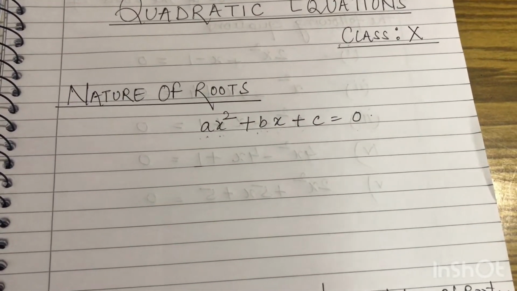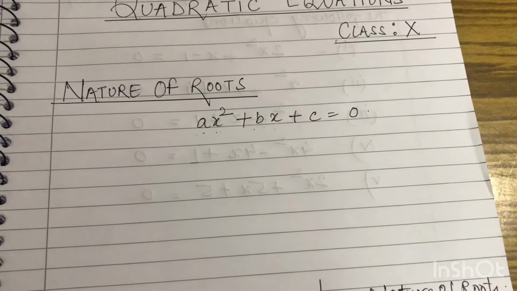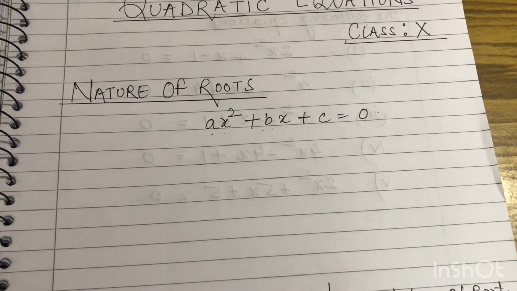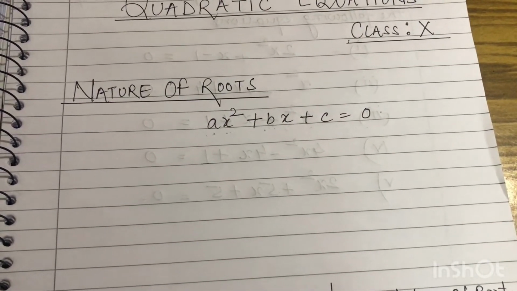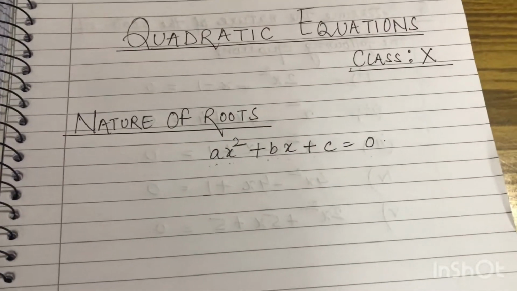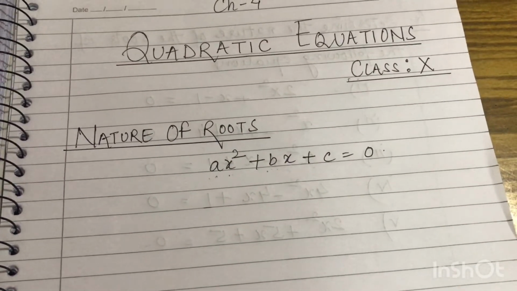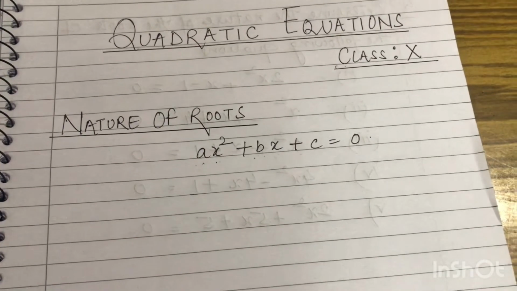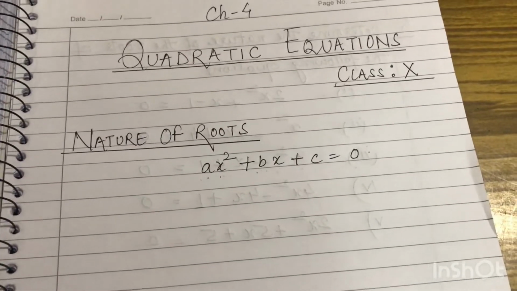So I have already discussed the methods to find the roots of the equation in my last videos, and today we will learn how to determine the nature of roots by finding the discriminant of the given quadratic equation. Now what do you mean by nature of roots? Nature of roots simply means the category in which the roots fall.